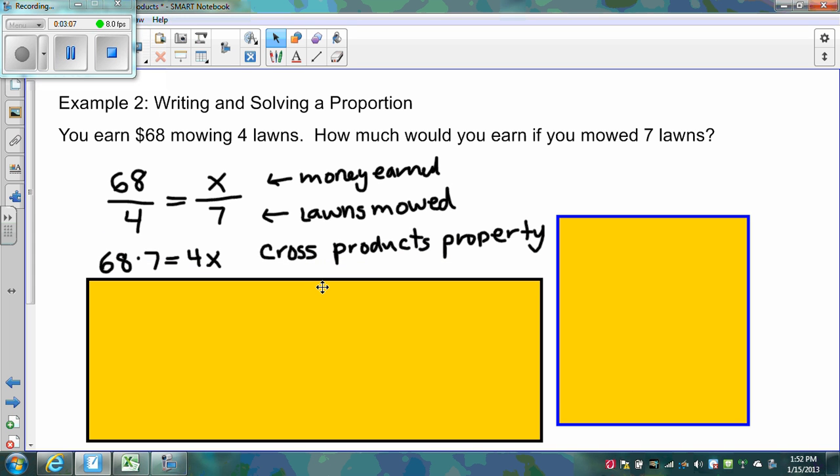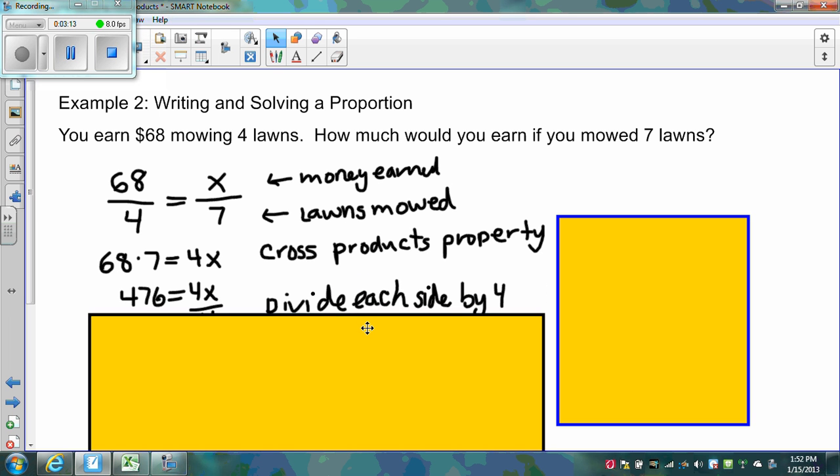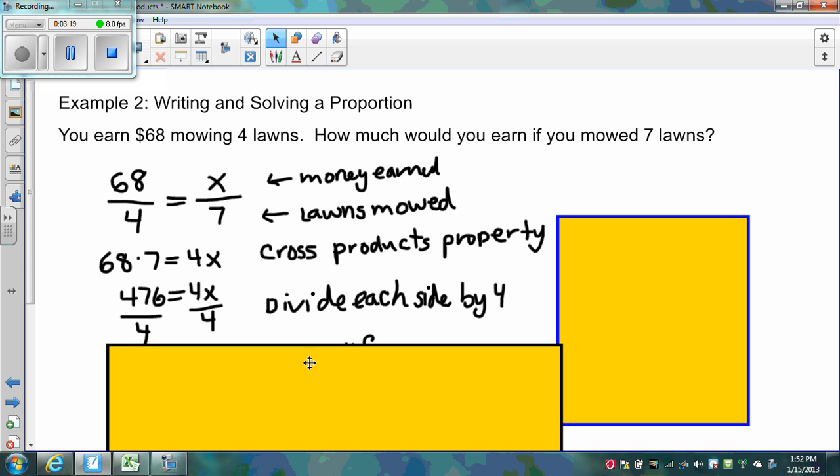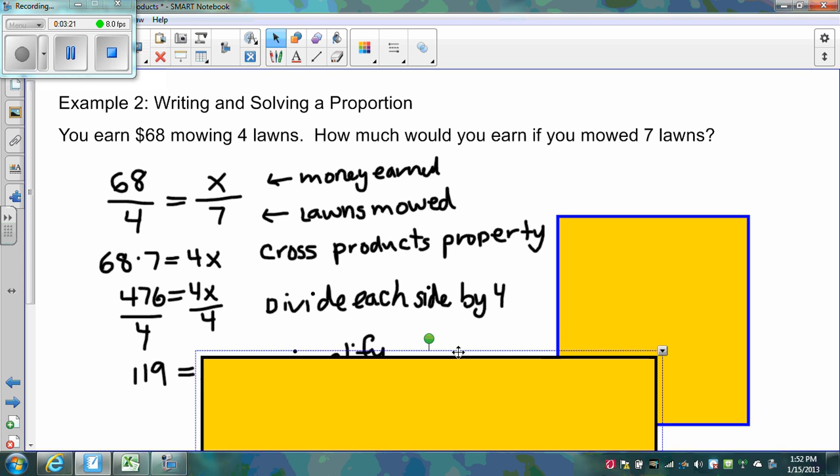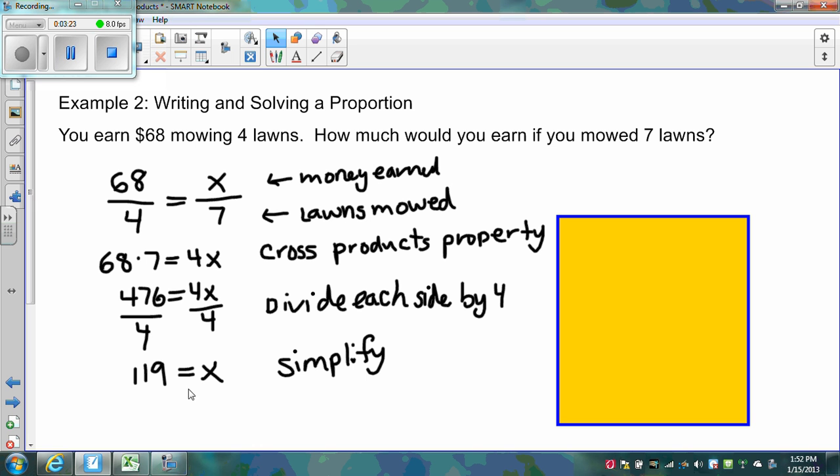We can then cross multiply and get 68 times 7 equals 4X. We can then say 476 equals 4X, and divide each side by 4 to get X alone, and then simplify it. So we can get X equals 119. So you would have earned $119 for mowing 7 lawns.